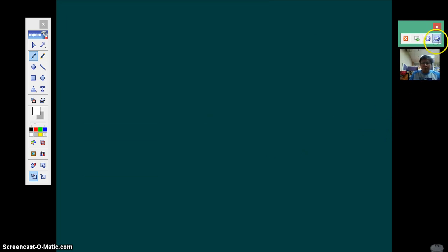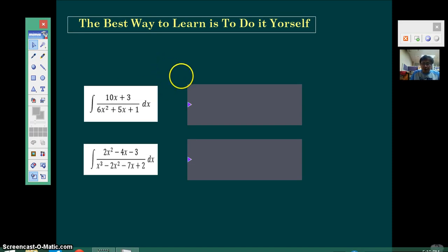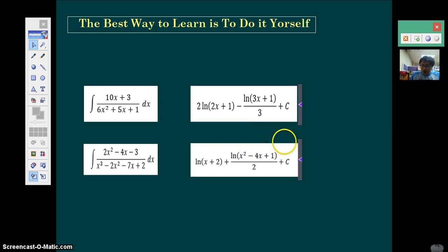Now on to my favorite part, the best way to learn, so do it yourself. Do not forget that you need to practice. Now I have here these two integrals. I want you to solve this on your own. These are the answers. I really suggest that you try to do this and answer this on your own.